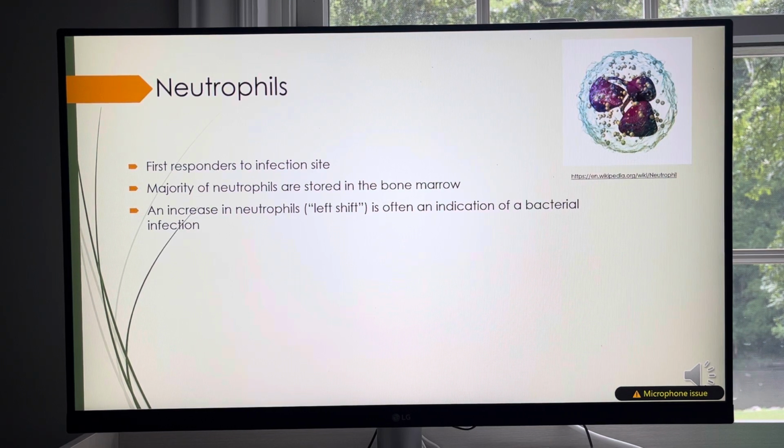But it's very important to remember that if you see an elevation in neutrophils, by and large, you're looking at a bacterial infection. So if you're like, is this viral? Is this bacterial? I really can't tell. Well, CBC with diff can be a great indication. If there's a left shift, it kind of steers you more toward a bacterial infection.